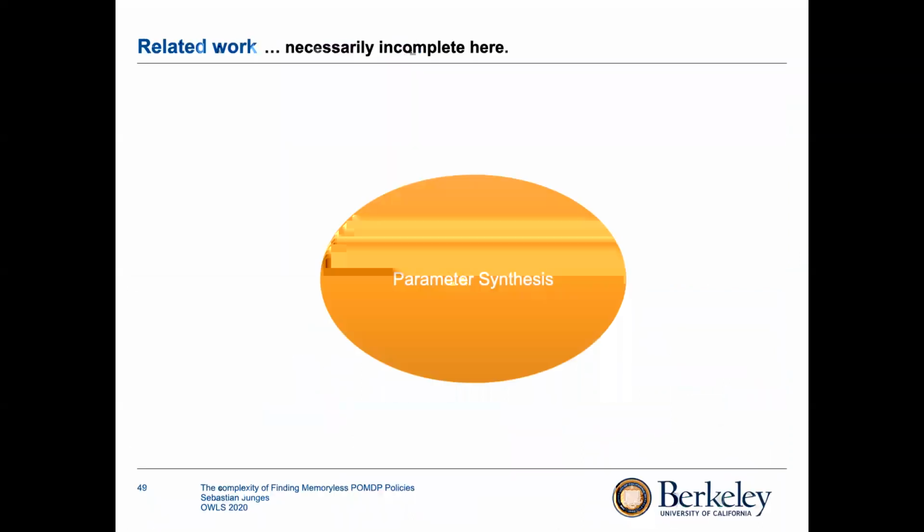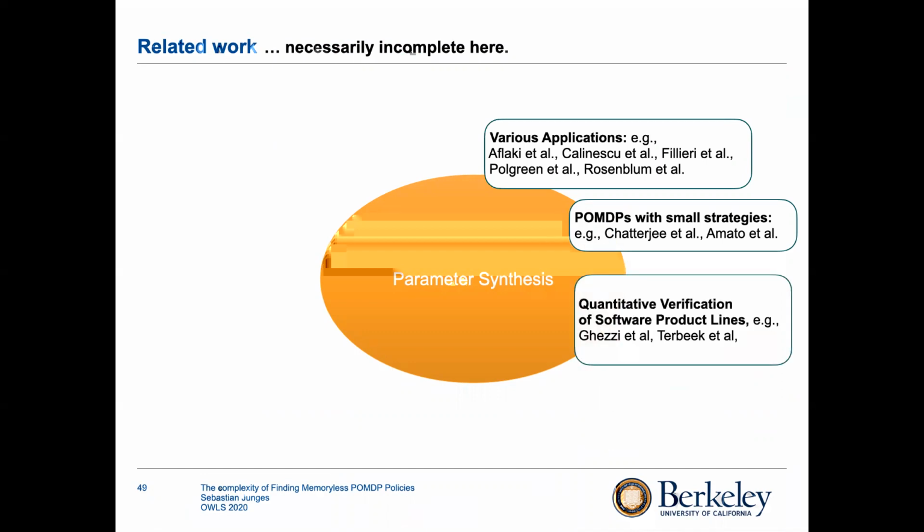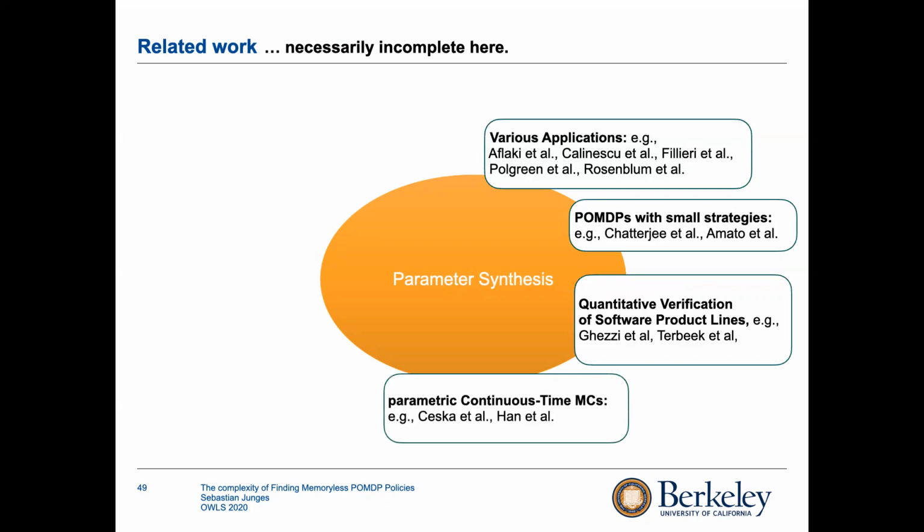And I want to finish with some related work, which is necessarily incomplete here, but there's a lot of interesting work. There are various applications that use parameter synthesis. On the other hand, MDPs with small strategies have been independently investigated. And via this connection, I showed you those ideas are often very much related. There's an area of quantitative verification of software product lines. They are doing a lot of work with probabilistic Markov chains and with parametric Markov chains in particular. There's the continuous time Markov chains and parametric versions of that.